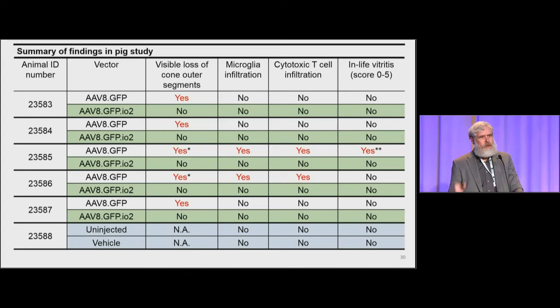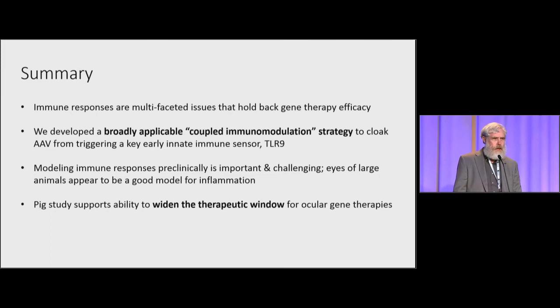Here you can see the red yeses throughout are always in the control. That is to say, the AAV vector that doesn't have the IO2, and the IO2 oligo prevents it in every case by all these different assays. The outer segment loss, the microglia infiltration, the CD8 T cells, and the in-life vitritis. So the summary of this part, and then we get one last part after this, is that the immune responses are indeed multifaceted, and we need to pay attention to them. We hope we have a broadly available tool, something that you can stick in all of your vectors. It may not even be limited to AAV, but certainly AAV, that allows us to cloak this toll-like receptor 9 pathway.